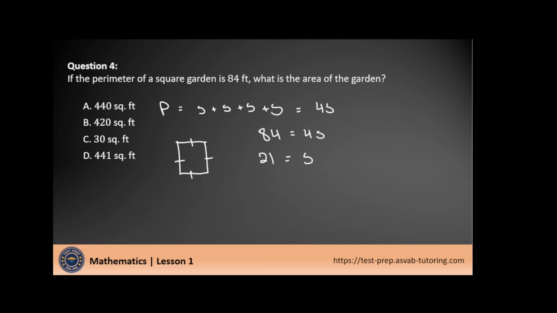We want to find the area of a square. Area equals the side squared. In this case, the side is 21, so we're going to do 21 squared. We can do as 21 times 21. 1 times 1 is 1. 2 times 1 is 2. Add a 0. 1 times 2 is 2. 2 times 2 is 4. Add these together. 1, 4, 4. 441 square feet.